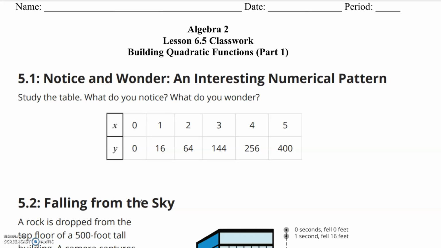The first thing is look at the x values. That's a plus 1. That's a plus 1. That's a plus 1. Plus 1. And plus 1. So the x values increase by 1 every single time.